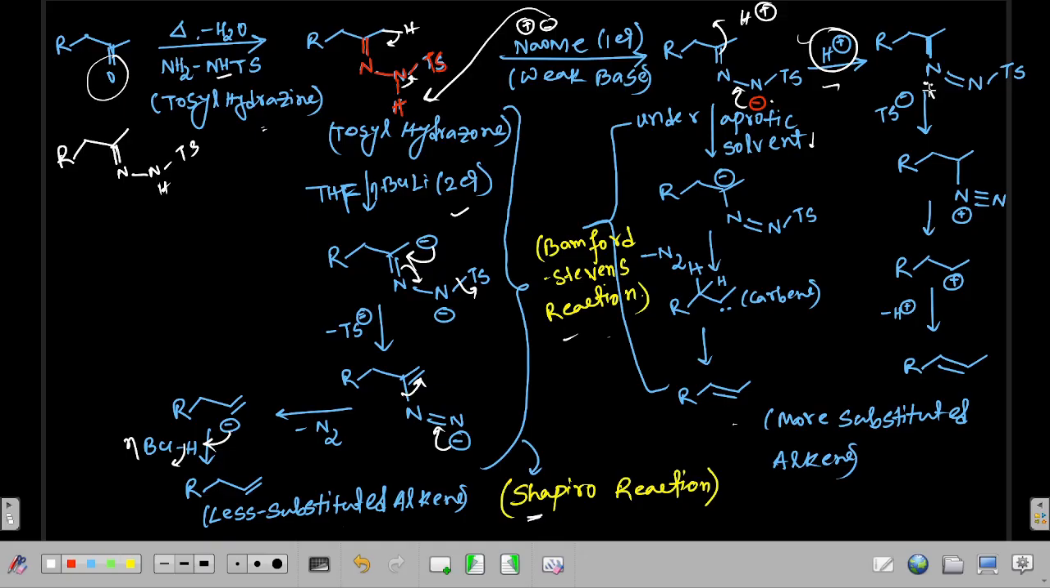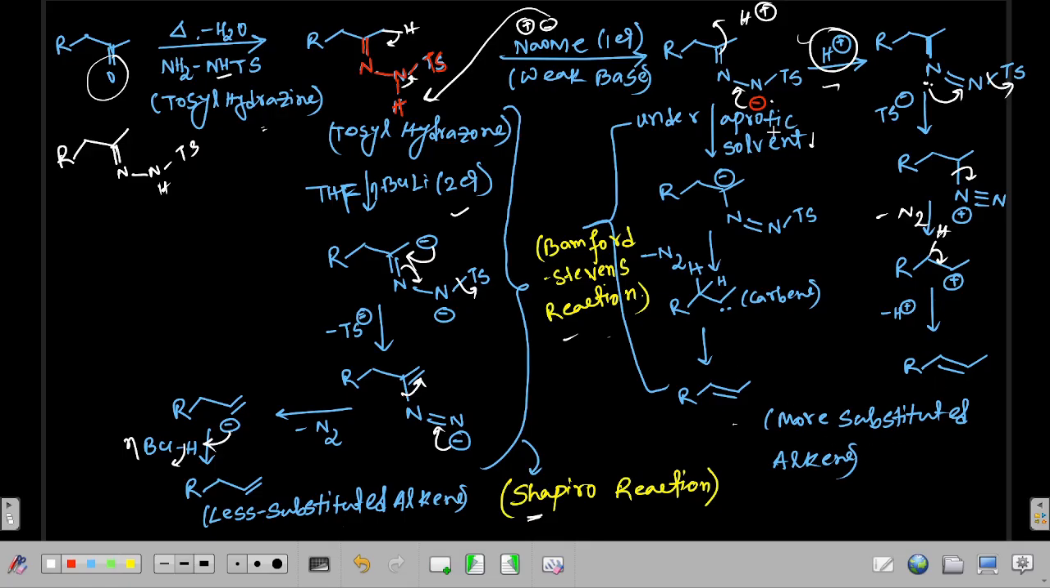The next step leads to the removal of this tosyl ion, and the next step will be the removal of the nitrogen ion, and it will form this carbonium ion. In the next step it leads to the removal of this H plus ion, and it leads to the formation of the more substituted alkene.